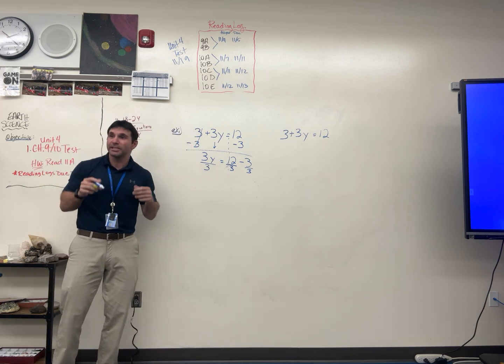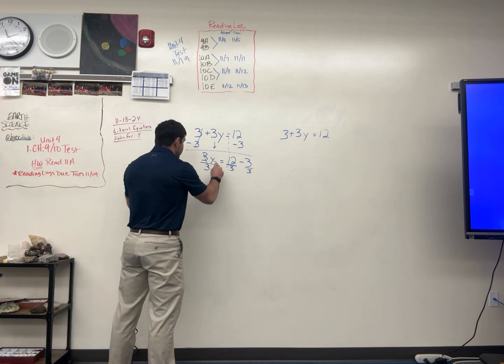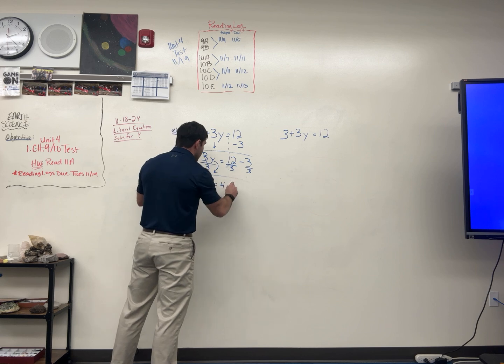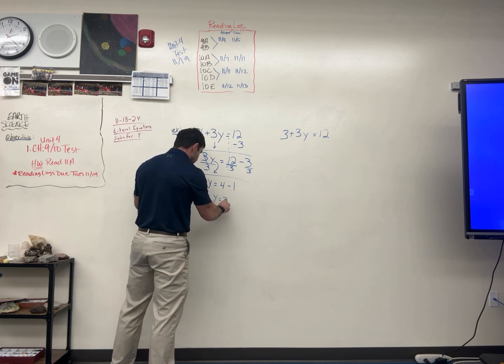This is what I want you to get your mind wrapped around. I'm dividing each individual term by 3. 3 divided by 3 is 1. That gives me y. 12 divided by 3 is 4. 3 divided by 3 is 1. So it's 4 minus 1, which is 3.